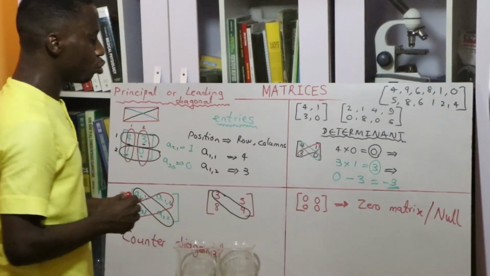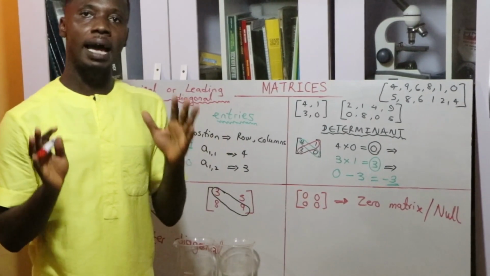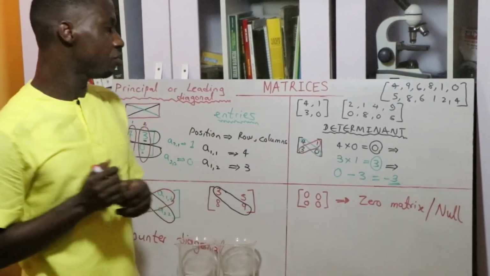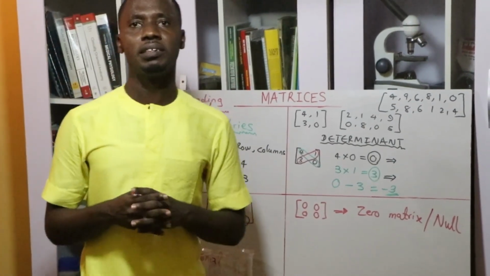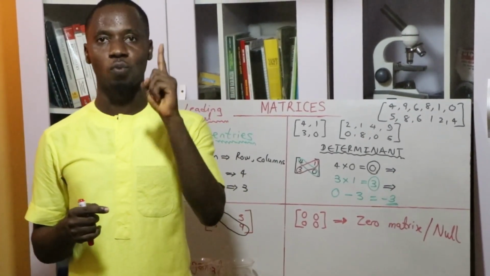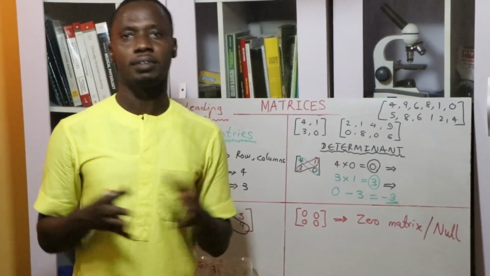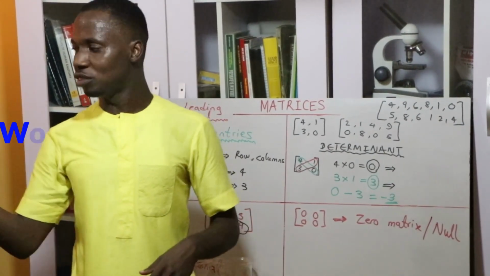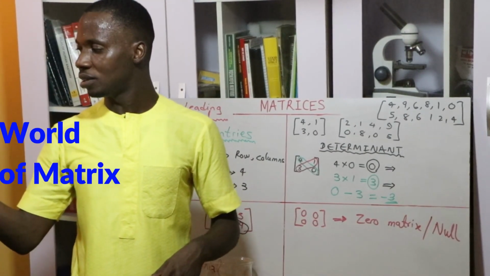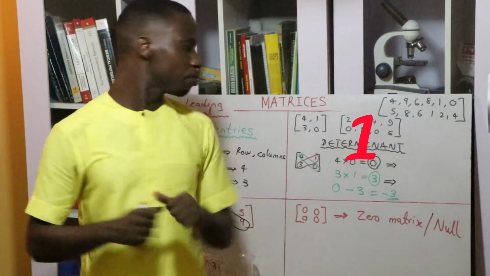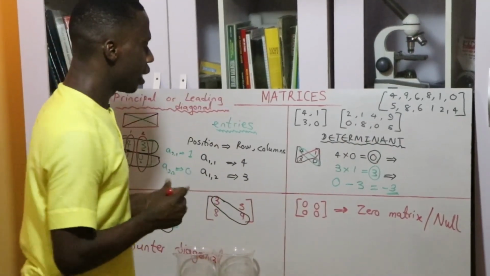Now, let's go to the next, which is the identity matrix. An identity matrix is a matrix that has a determinant of 1. It's a matrix that represents 1. In the world of matrices, the identity matrix is the same as the numerical 1. So that is what that is.